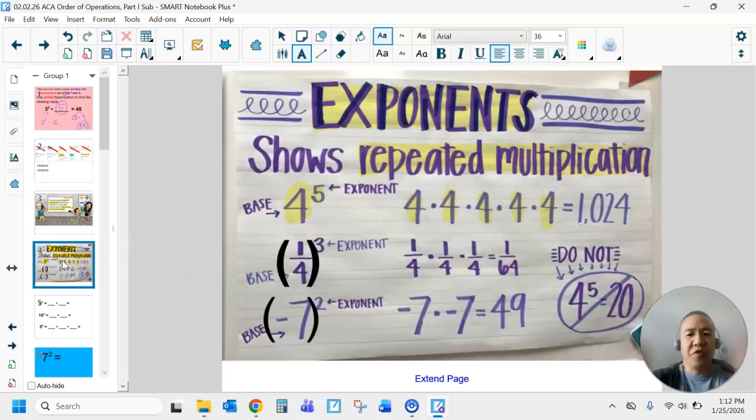So let's review what we learned last week. We learned about exponents. An exponent is repeated multiplication. So 4 is the base. The exponent is 5. That means you write the base 4, the factor 4, 5 different times. 4 times 4 times 4 times 4 times 4. 4 times 4 is 16, times 4 is 64, times 4, and it will eventually equal 1024.